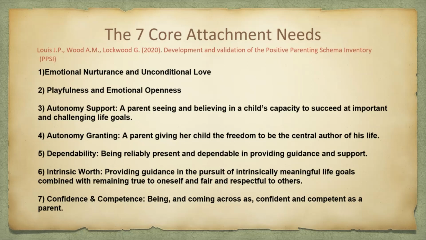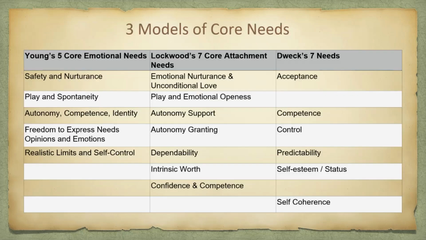So we go to the next slide, Chris. I looked at the correlation with Young's 5 core emotional needs, Dweck's 7 needs, and what I propose as 7 core attachment needs. So safety and nurturance corresponds to emotional nurturance, and unconditional love corresponds to acceptance. What's added here is the notion of unconditional love as being central to that.